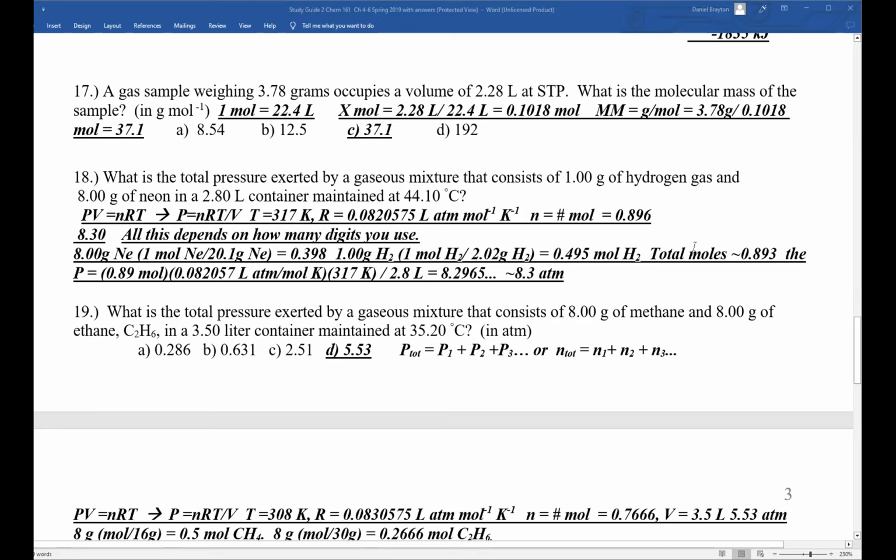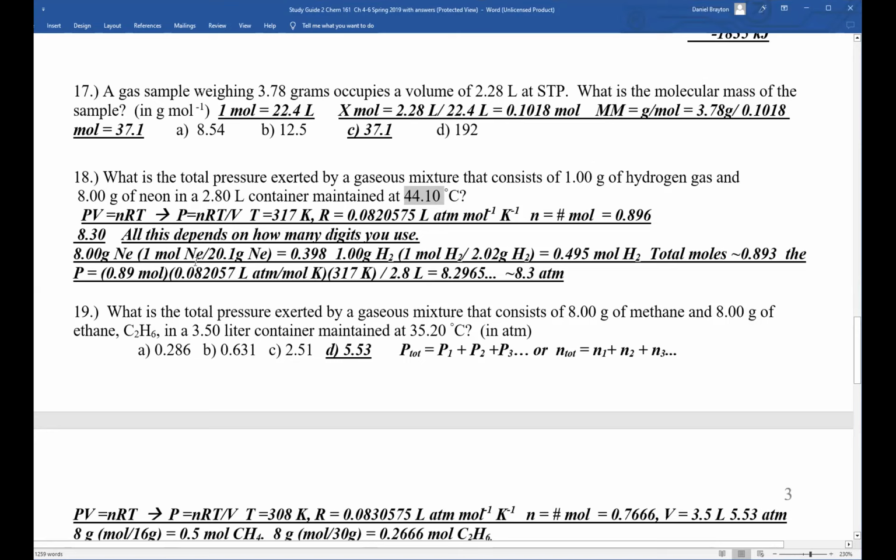Okay, 18. The total pressure exerted by a gas mixture. All right, this one clearly tells us we have a mixture. 1 gram of hydrogen, 8 grams of neon in a 2.8 liter container. It wants the total pressure. So, the ideal gas law, because we're not at STP, right? Our temperature is different. That's the critical thing.